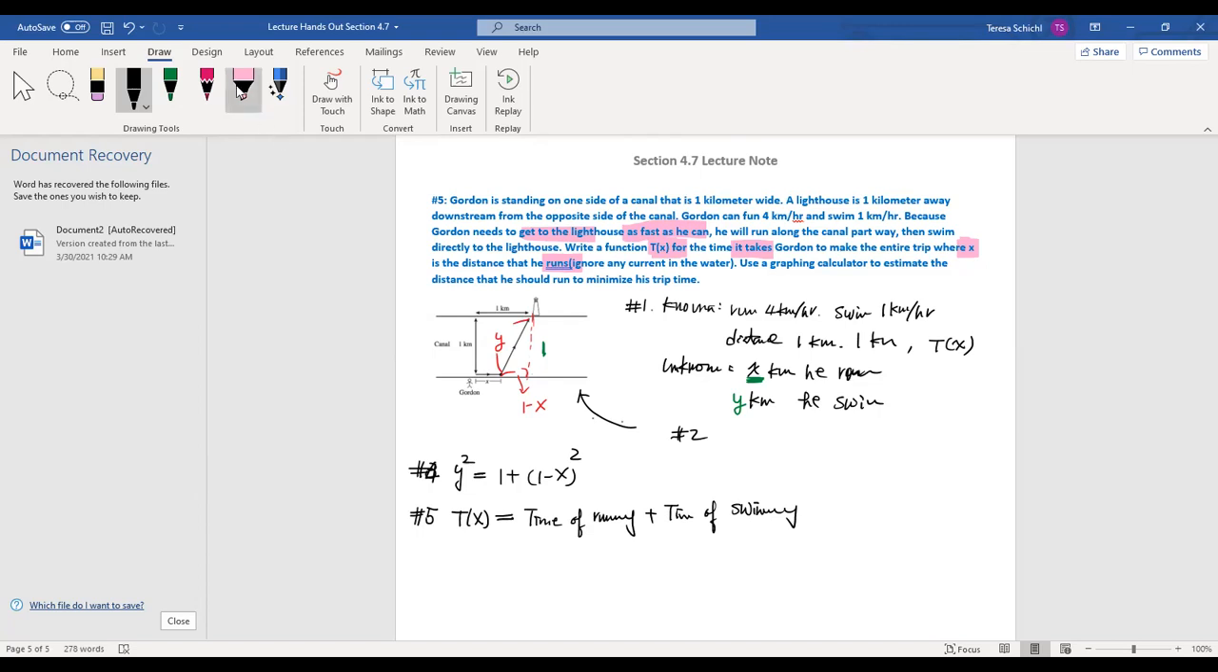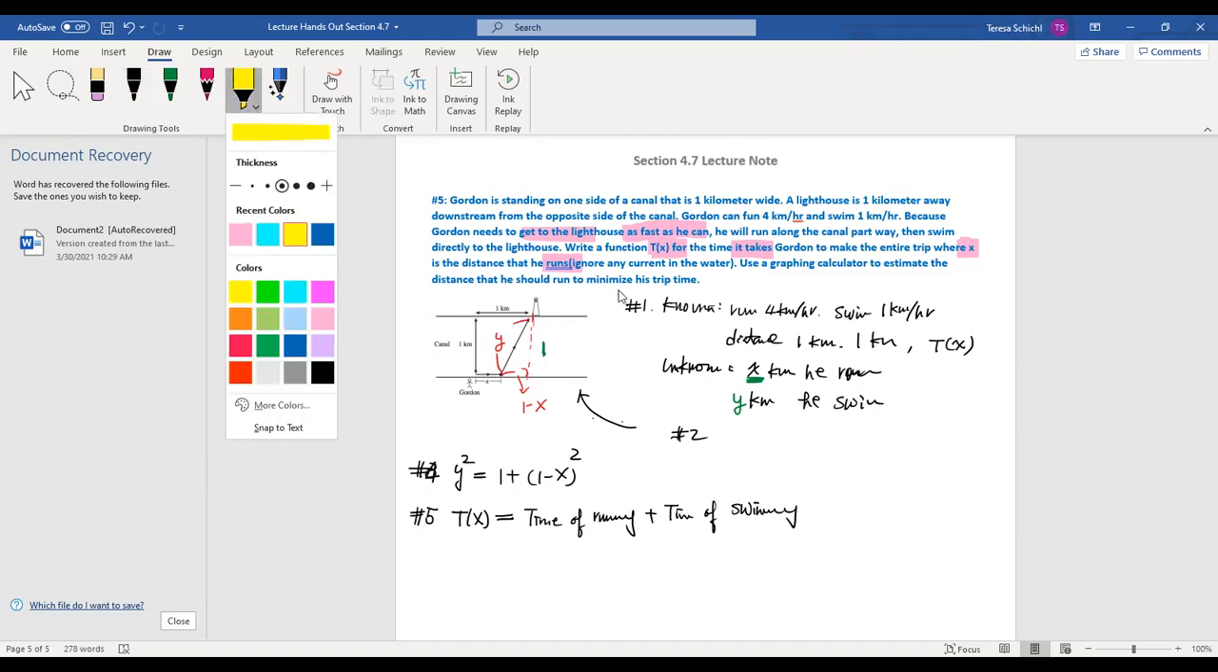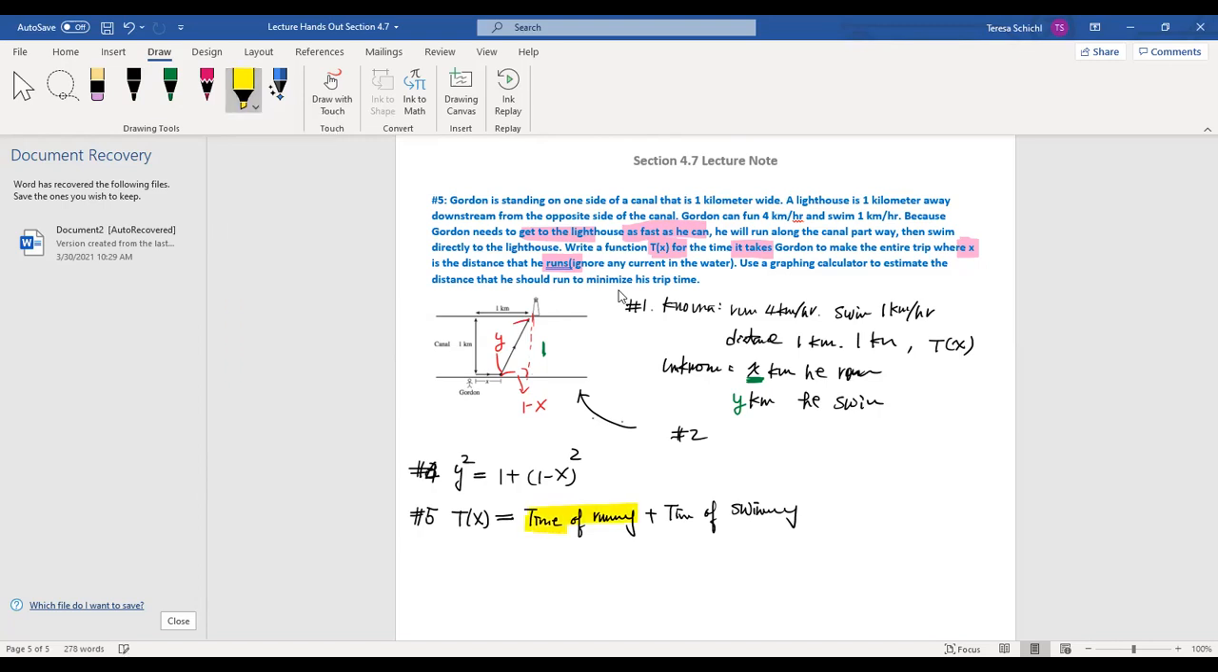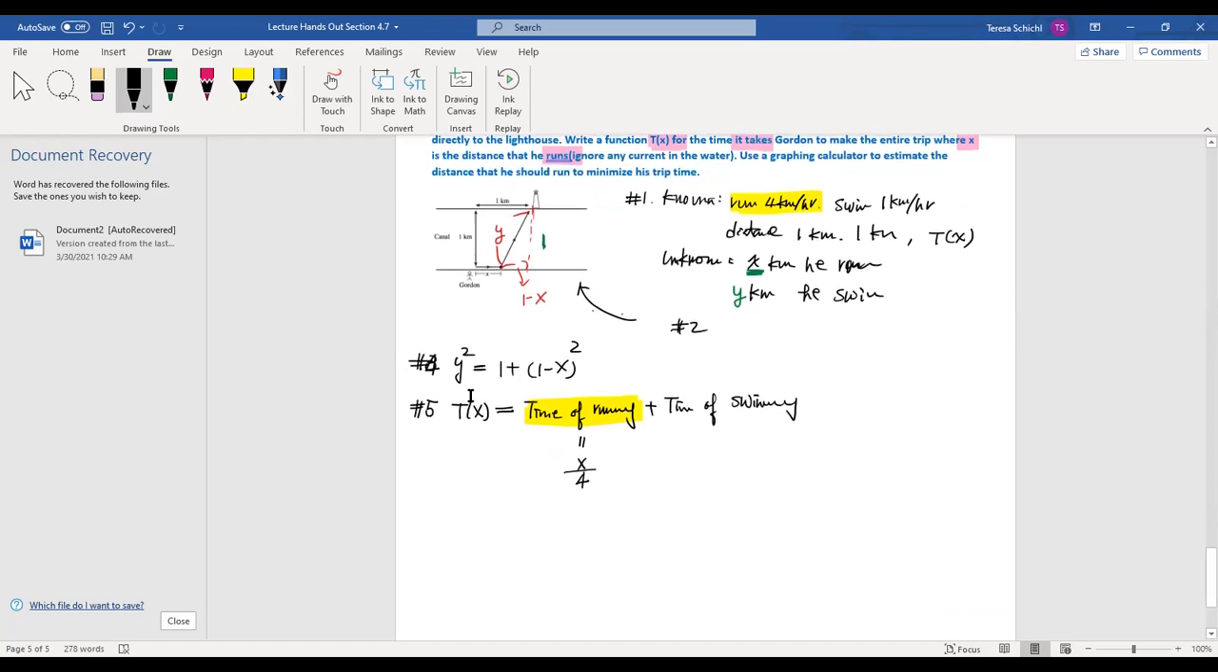Okay, so let me color code that so maybe we can see the idea. How much time is it going to take for the run? Now let's relate it to here. We said every hour I can run 4 kilometers, right? So 1 hour you can cover 4 kilometers. So if you run x distance, what is this? It's x over 4, right? It depends on the distance you're going to run. So it's x over 4.